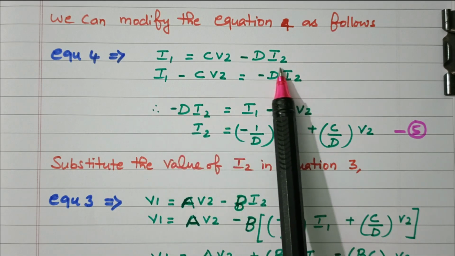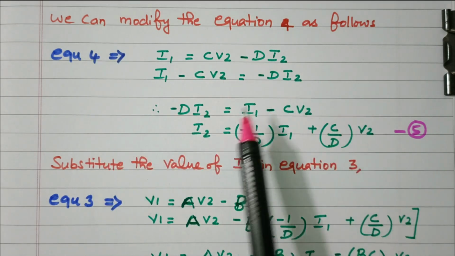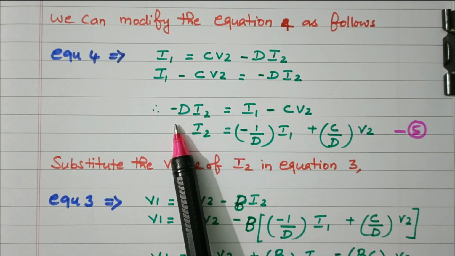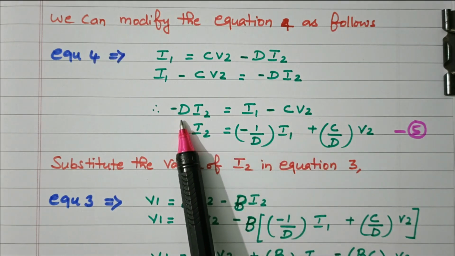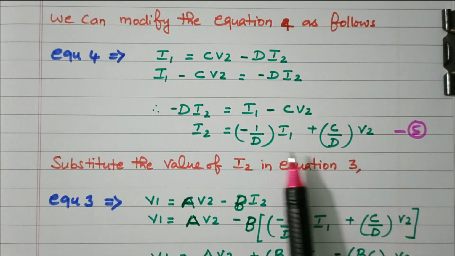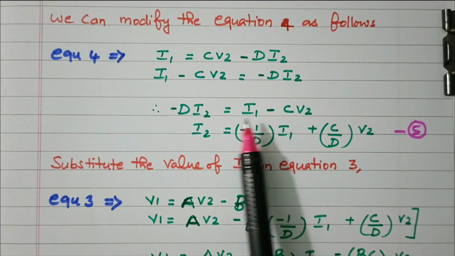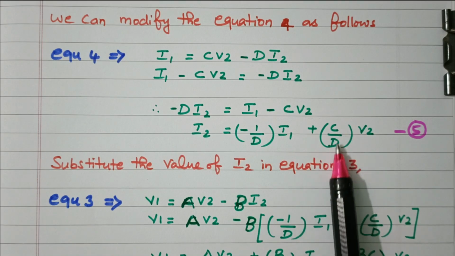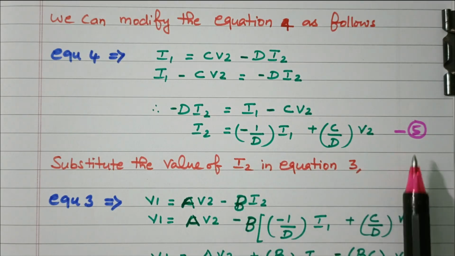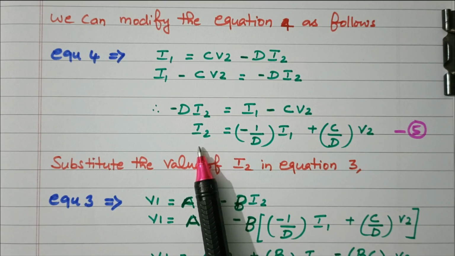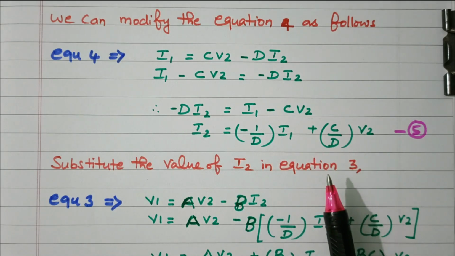Now rearrange this. Bring this term to the left hand side and this term to the right hand side. Just rewrite: minus DI2 equal to I1 minus CV2. Bring this minus D to the denominator on the right hand side. So what happened here? Minus 1 by D I1. Here one minus is there, and here also a minus, so it becomes plus C by D V2. So D is brought to the denominator. This is I2. We got the expression for I2: minus 1 by D I1 plus C by D V2.